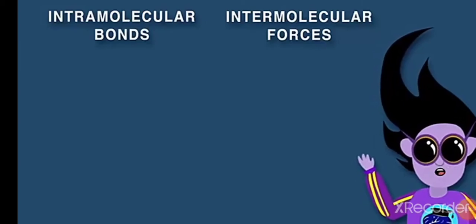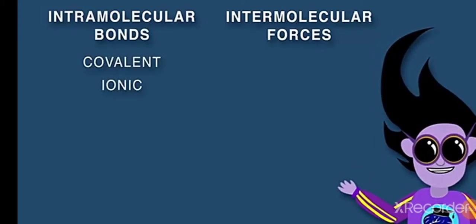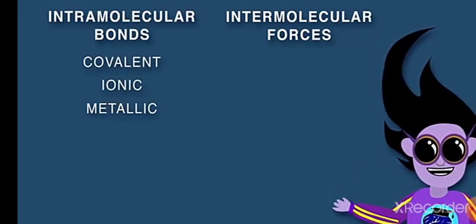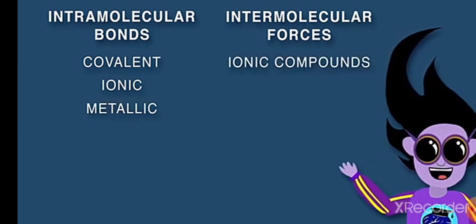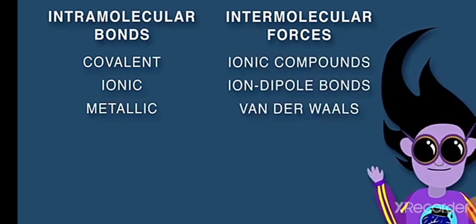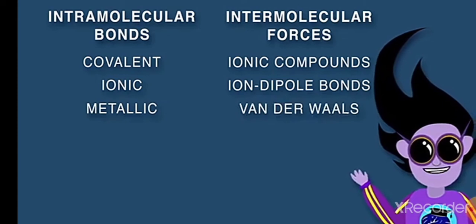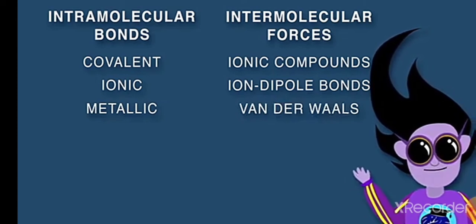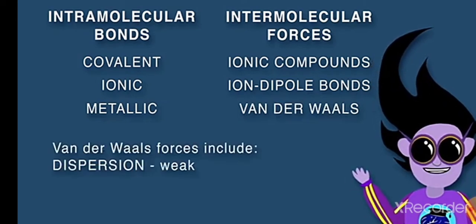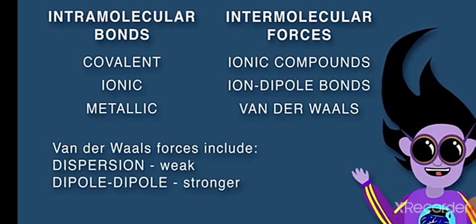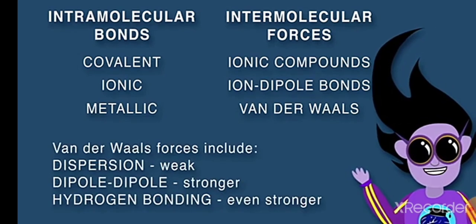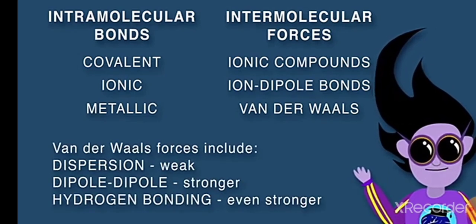Types of intramolecular bonds are covalent, ionic, and metallic. Intermolecular forces include ionic compounds, ion-dipole bonds, and van der Waals forces, which are exhibited by covalent compounds. Van der Waals forces include dispersion, which is weak, dipole-dipole, which is stronger, and hydrogen bonding, which is even stronger.